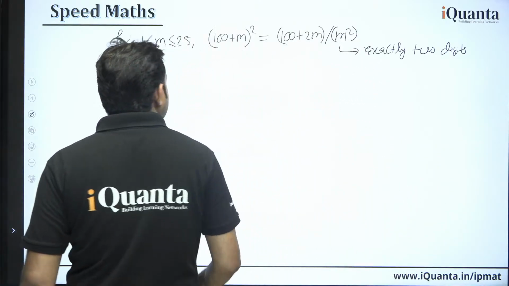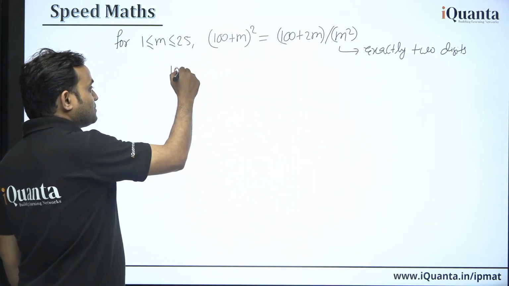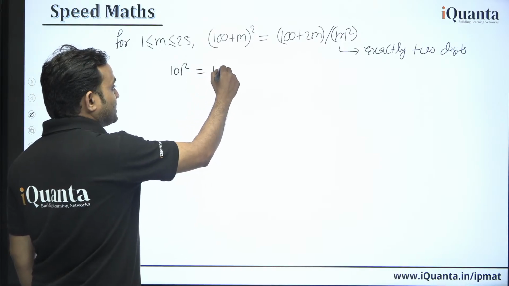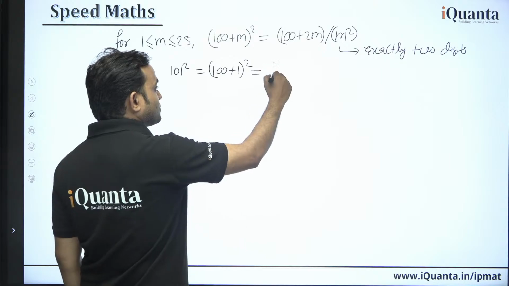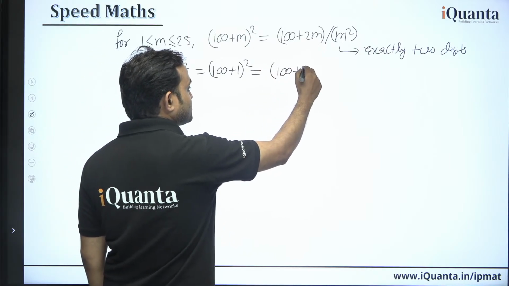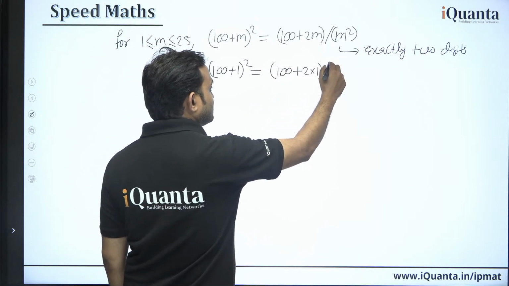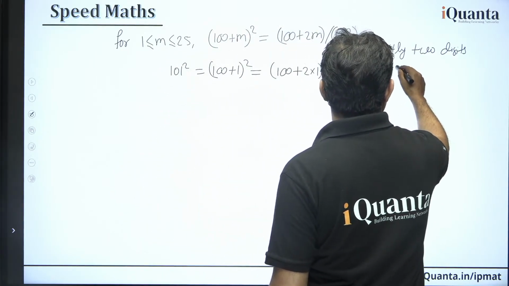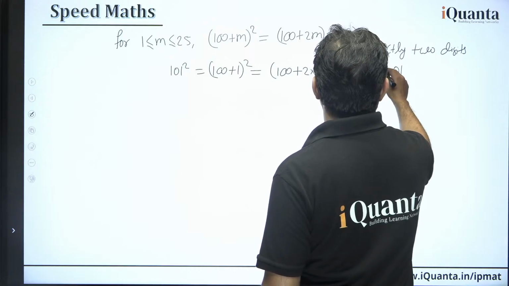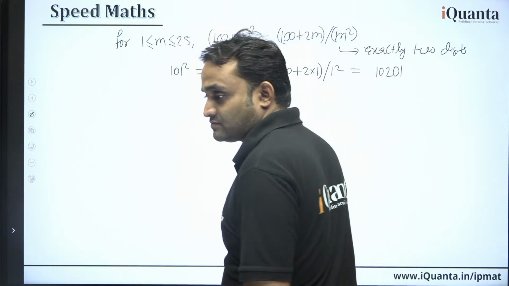Okay, what will be 101 square? 101 square is 100 plus 1 whole square, which will be equal to 100 plus 2 into 1, then 1 square. So 1 square is 1, put 0, this will become 102. We got the square.